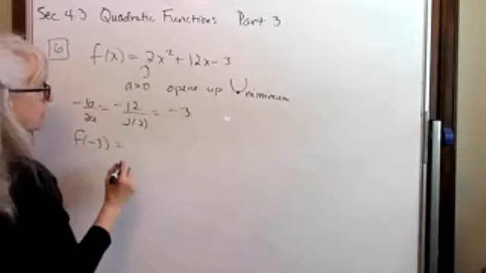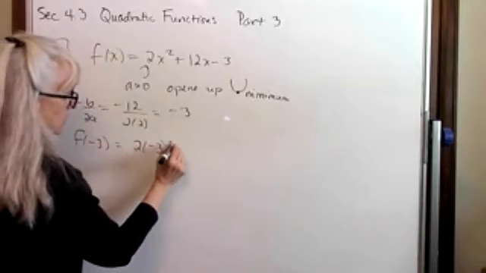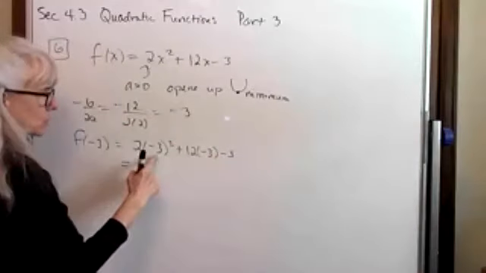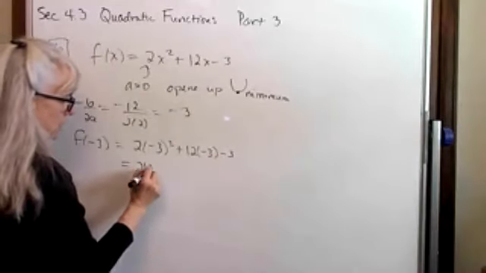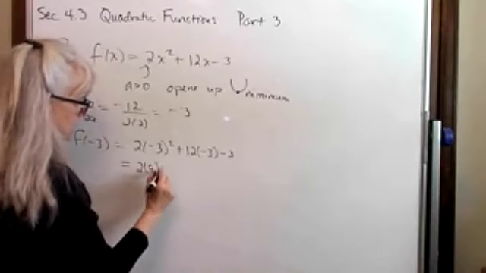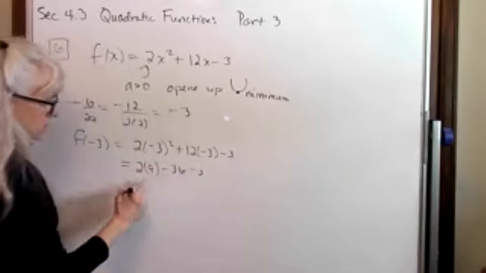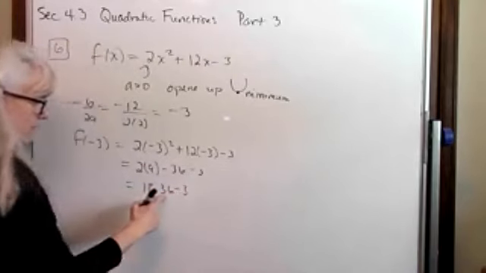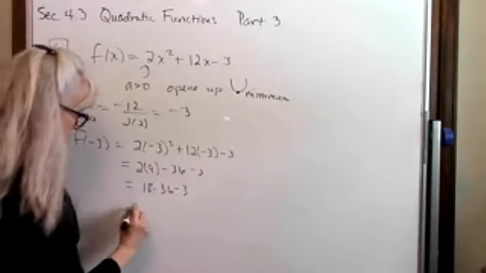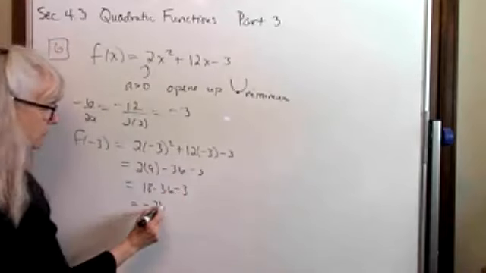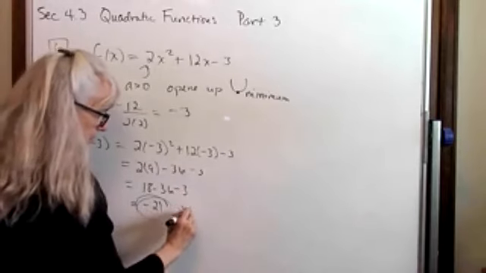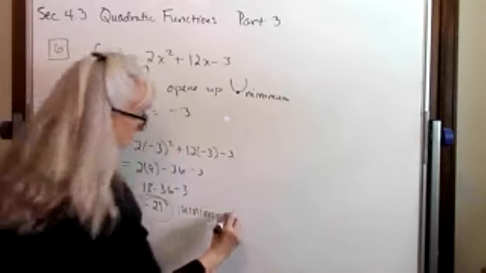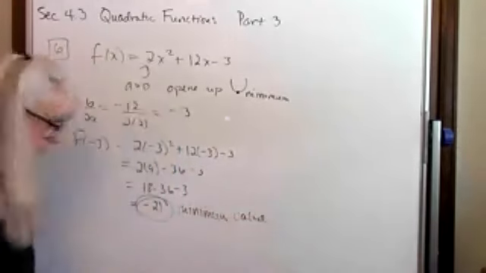So f of negative 3 would be 2 times negative 3 squared plus 12 times negative 3 minus 3. Again, be really careful. Square first. So this is 2 times 9 minus 36 minus 3. So that's 18 minus 36 minus 3. That's a negative 18 minus 3 is a negative 21. Okay, so the minimum value is this negative 21. So the only reason I needed this negative 3 was to get to that answer. So that's our minimum value, is the negative 21.